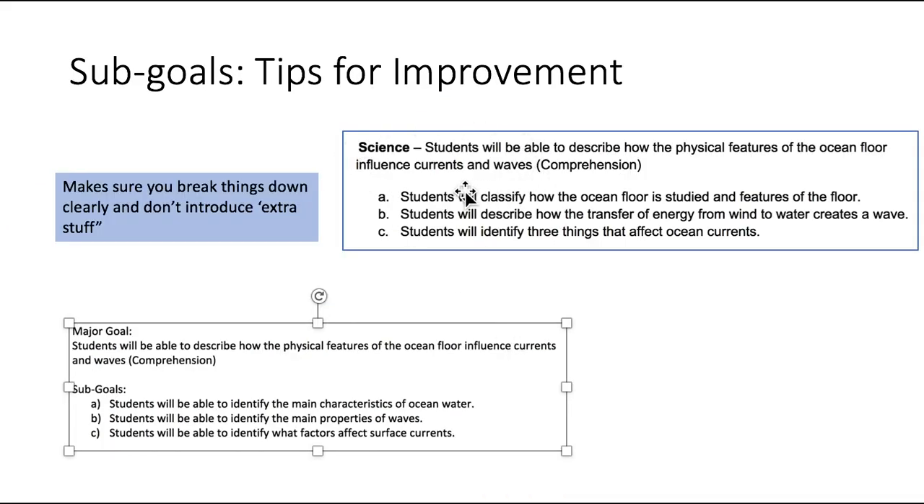In this example, we have students will classify how the ocean floor is studied and features of the floor. Again, that one's kind of extra. You don't really need that to answer this question. How the transfer of energy from wind to water creates a wave. That's important too, but we're talking about the physical features of the ocean floor, not the waves. And so again, that's kind of irrelevant.